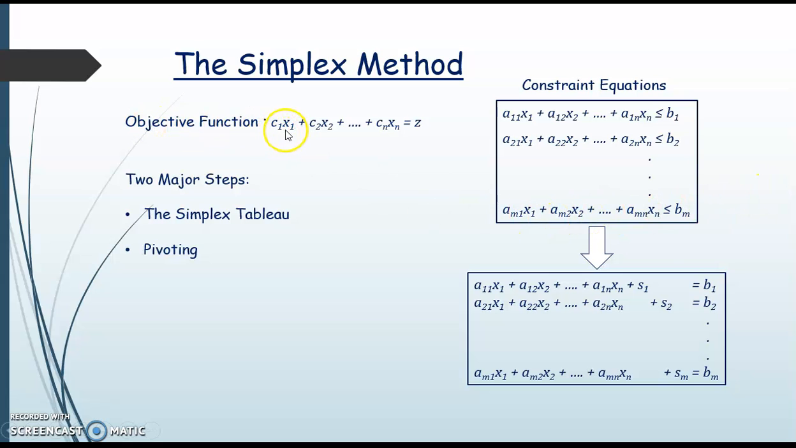Let's say this is our objective function, and this objective function is subject to these inequality constraints. There are two major steps involved in this method. The first is the simplex table. The simplex method starts with first converting the inequality constraints to equality constraints by introducing slack variables, which would balance the inequality. The coefficients of these variables are then arranged in an array to form an initial simplex table.